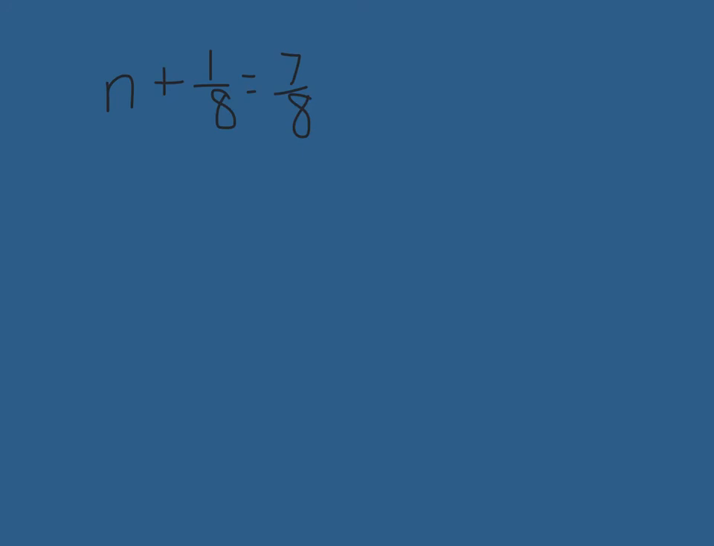Okay, so why don't you try n plus 1/8 equals 7/8 using a related sentence to find this missing fraction. Pause the video and then come back and check your work. Okay, so the related sentence would be n equals 7/8 minus 1/8. So then n equals 7 minus 1 is 6/8. I need to reduce that. I'm going to divide them both by 2. So 6 divided by 2 equals 3, and 8 divided by 2 equals 4. So n would equal 3/4.